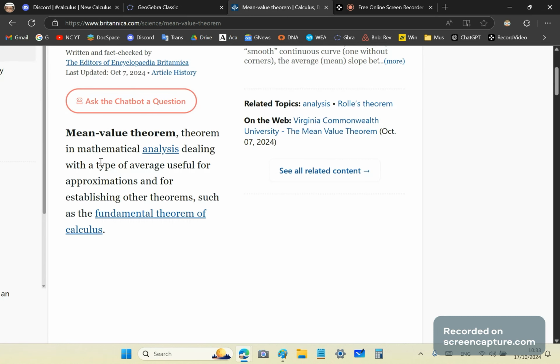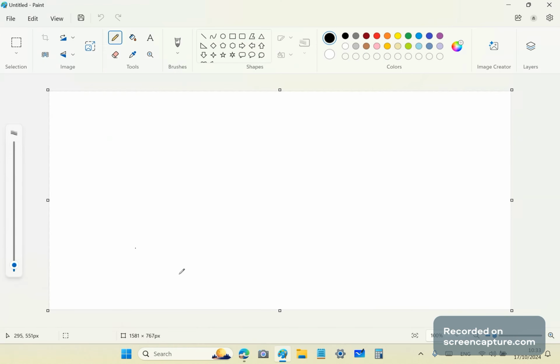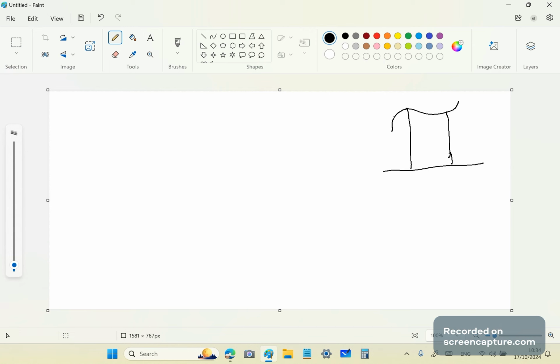It says that the mean value theorem deals with a type of average. Actually, to be more precise, it deals with an arithmetic mean, or more accurately, a level magnitude. What is a level magnitude? Well, arithmetic mean is a misnomer. If you have a curve like that and you talk about an arithmetic mean, people think that it's something in the middle or that it's something to do with relative position, but it doesn't.